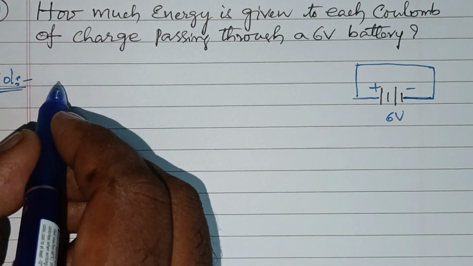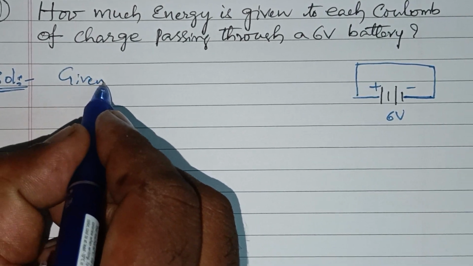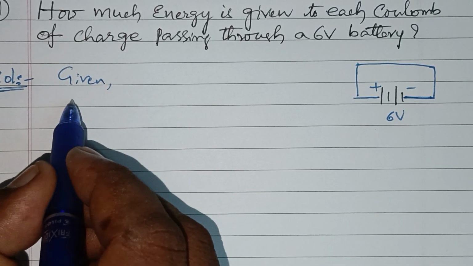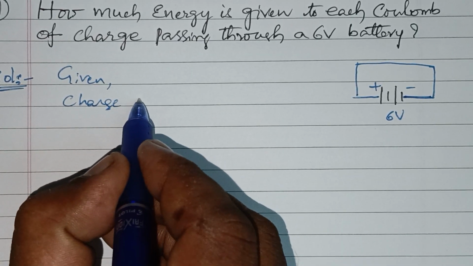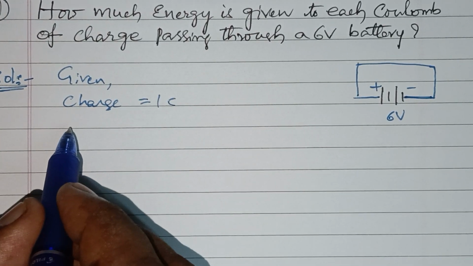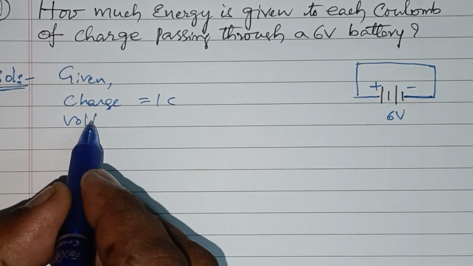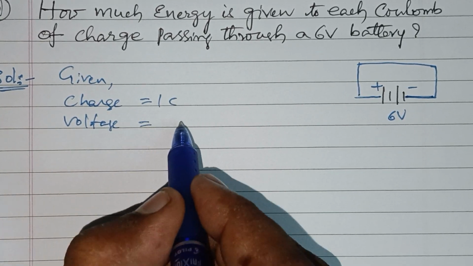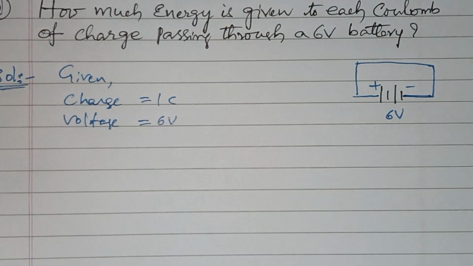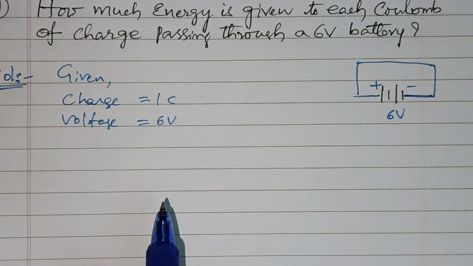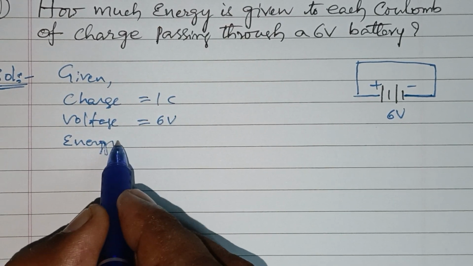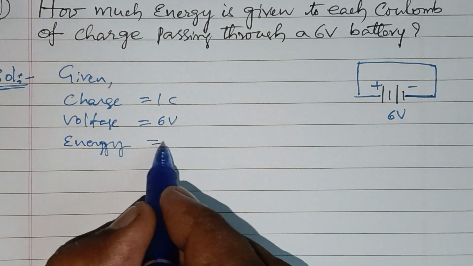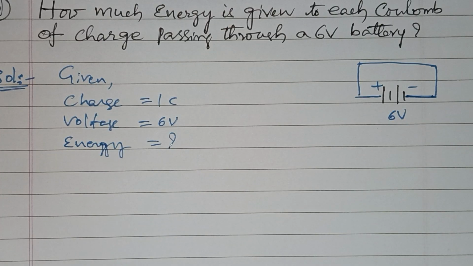Here if you write the given data, what is the given data? Charge is given, that is 1 coulomb of charge. Voltage is also given, that is called potential difference, that is 6 volt. Now we have to calculate energy. Here energy is nothing but work done to be calculated.